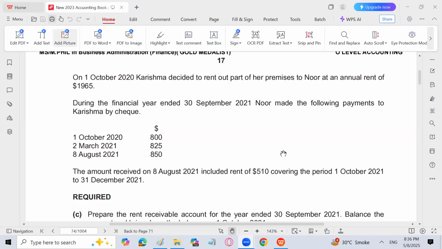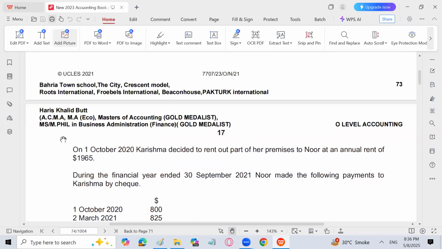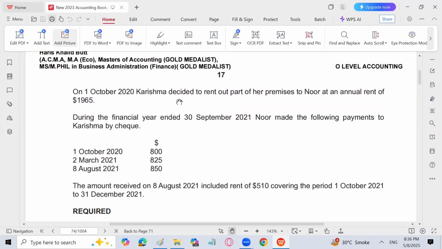So we are basically solving the same question, but now we are going to prepare the income account for O-level accounting 7707 and 0452, October, November 21-23. On 1st October, Karishma decided to rent out part of her premises to Noor at an annual rent of 1965. Always remember that annual rent means the whole amount of rent income is 1965, or the income statement figure is 1965, or the profit and loss account figure is 1965, or the income for the year. The current year income is 1965 because that is the annual income.